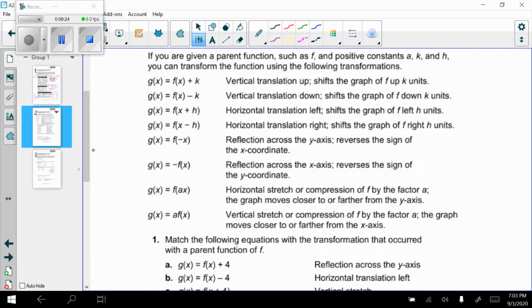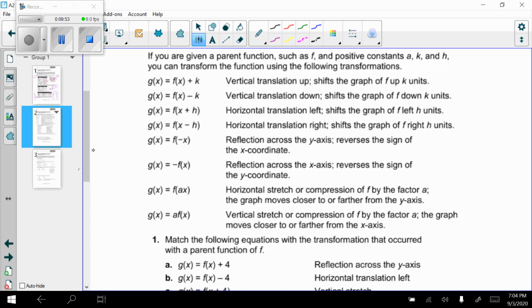So the very first one, okay, f of x plus k. Remember that k on the outside, it shifts the graph up. It's a vertical translation. If it's an f of x minus k, it's a vertical translation down and shifts the graph down. Horizontals, or when you have it inside parentheses, or absolute value. So f of x plus h, remember that it always comes out opposite. So if it's an x plus h, it goes to the left. F of x minus h goes to the right.